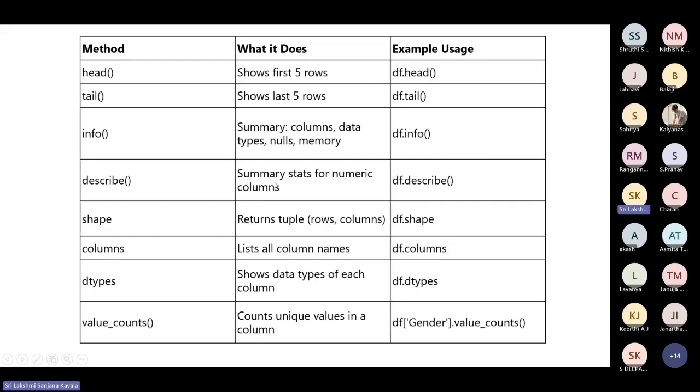The next one is columns. Whenever we give the command df.columns, it lists the column names. The next command is dtypes. It shows the data type of each column. Just like I mentioned, name has a string, age has an integer, similar to that. And the last command is value_counts. It counts unique values in a column.